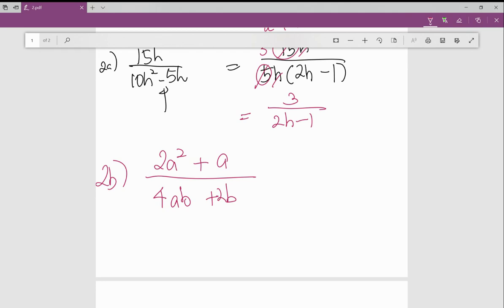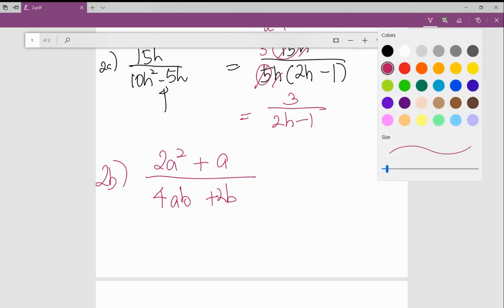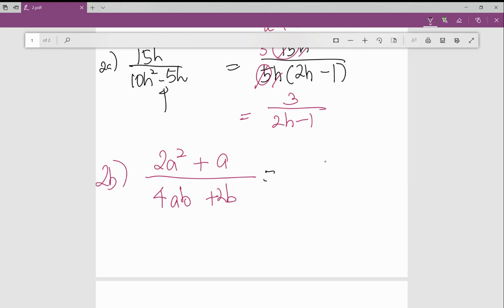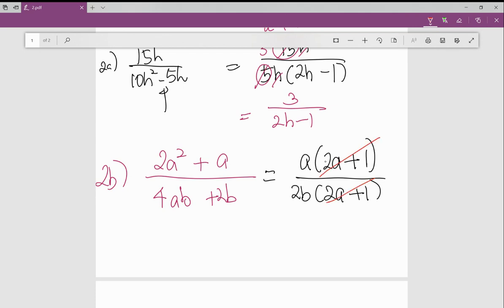Again, I see a plus on both sides, so I cannot cancel. So immediately when they ask you to simplify, the first thing that comes to your mind should be factorize. In this case, I can factorize both the numerator and the denominator. In the numerator, if I factorize a out, I'm left with 2a plus 1. In the denominator, if I factorize 2b out, I'm left with 2a plus 1. Now, if you notice, 2a plus 1 is common, so this can cancel with this, and I will end up with a over 2b.